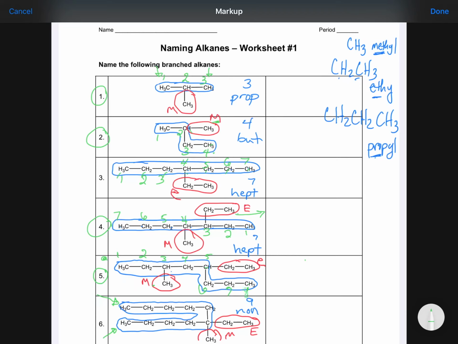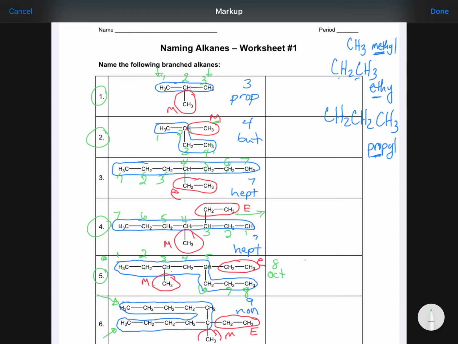8. I feel like I might have missed something there. Maybe we didn't count on that one. 1, 2, 3, 4, 5, 6, 7, 8. So we did not mention that this is 8 carbons. It's oct. It's the prefix for 8.